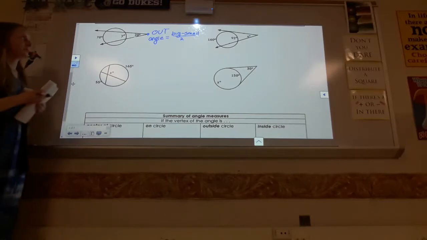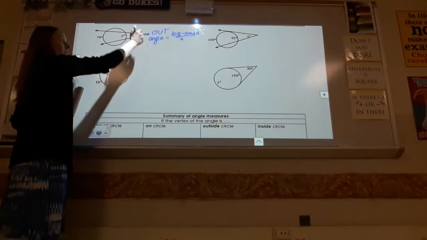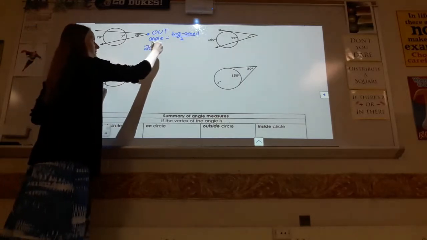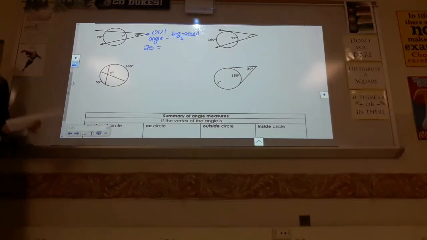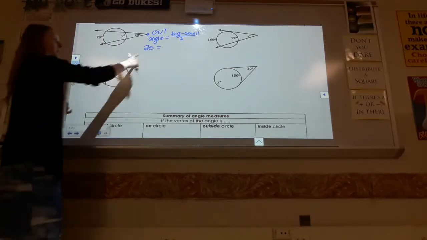Yes, I do. Right here. Okay, so 20 goes here where the angle belongs. That's why I'm having you handwrite the formula so you know where everything goes. The formula involves the angle and the 2 arcs. So the angle goes here, where the 20 is.